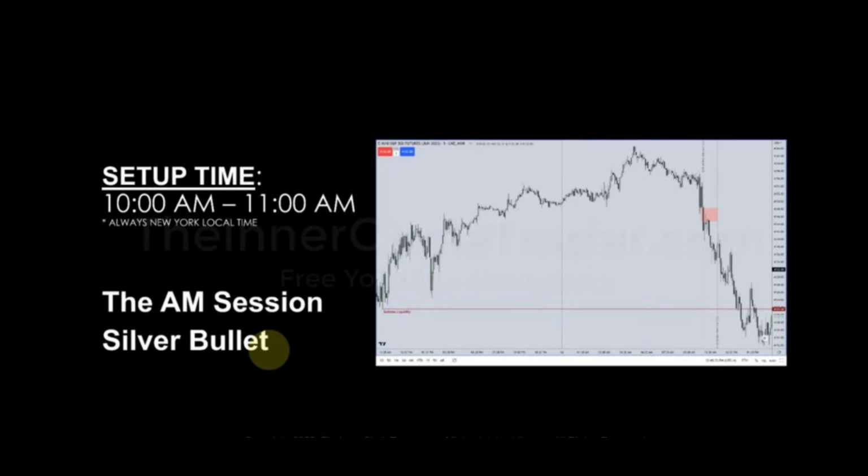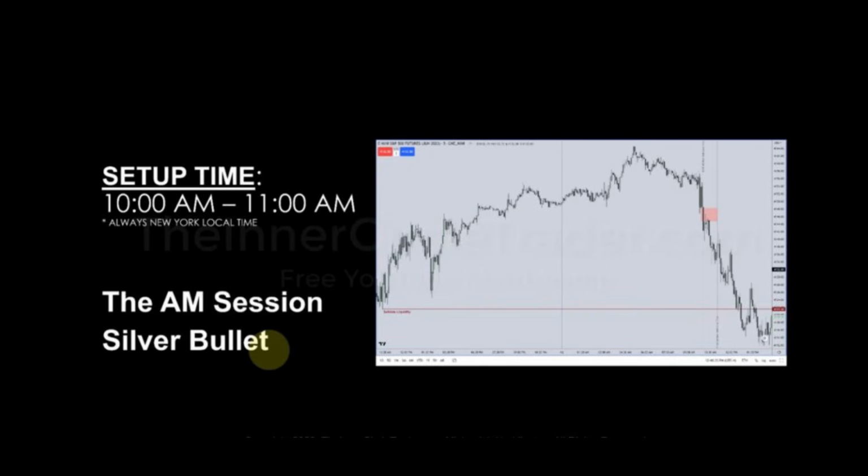New York AM session, 10 to 11 a.m. This is where the market reacts to the overlap of London and New York. The setup often forms after the first 30 minutes of the stock market open. Price seeks out liquidity from London or from earlier that morning, displaces, and gives the Silver Bullet entry.